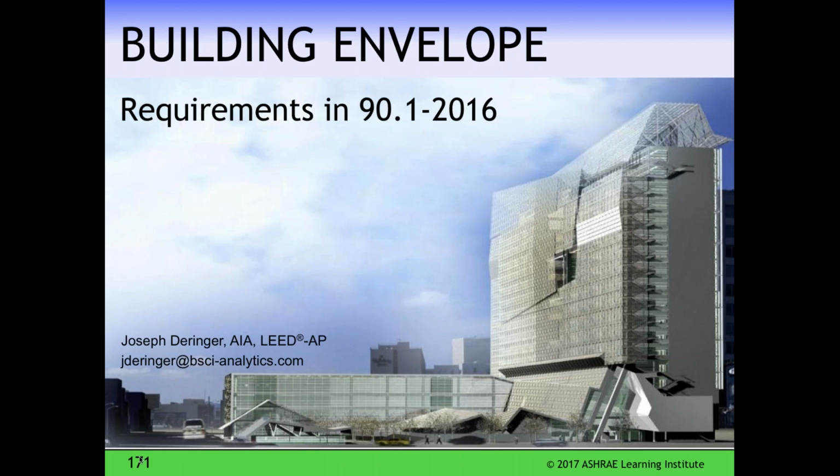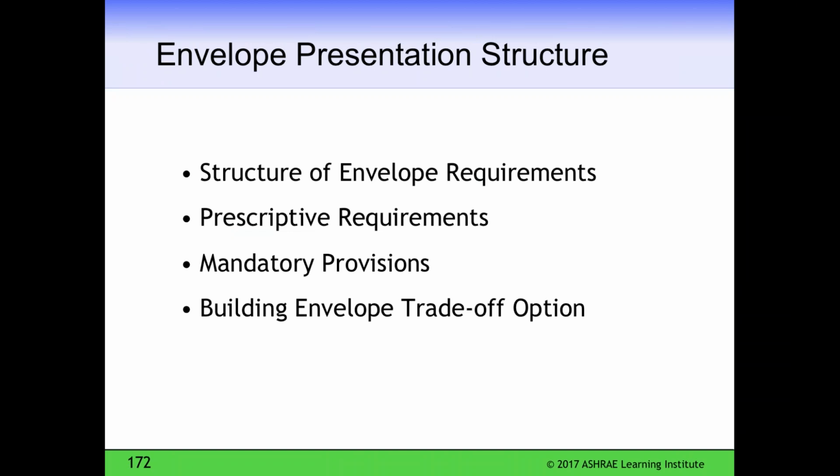So some background. The presentation covers the structure of the envelope requirements, trying to give you a feeling for the mandatory and prescriptive requirements. Then we're going to spend most time on the prescriptive requirements, a little time on the mandatory provisions. They're very important, but there are not many of them. And then we'll go quickly over the building envelope trade-off option, which is very new, but not widely used yet.